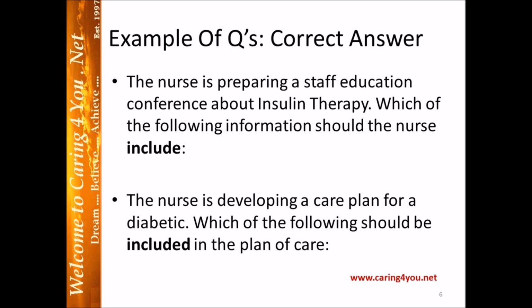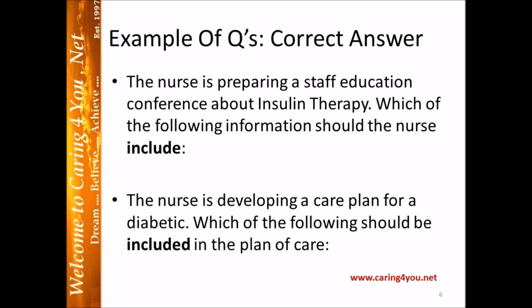Let's look at this example. The nurse is preparing a staff education conference about insulin therapy. Which of the following information should the nurse include? So we're looking for a correct understanding. We're looking for a correct statement. We're looking for a correct intervention, right? Because of the word include. So we want to pick a correct answer.